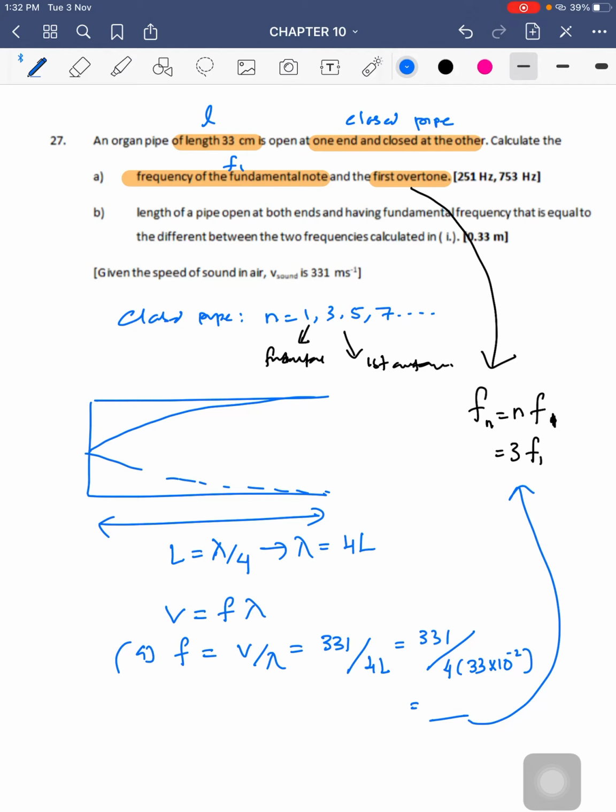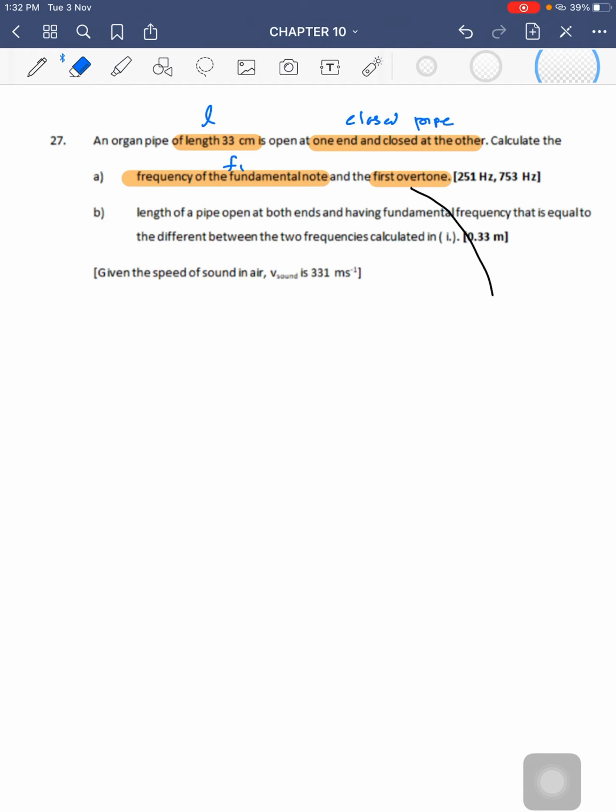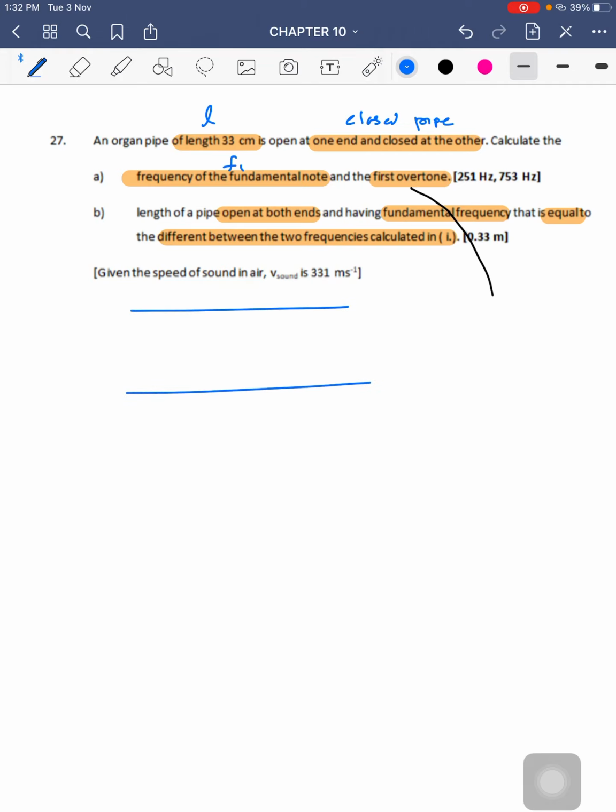Okay, what about question B? Okay, question B, length of pipe open at both end. Right, open at both end right now, having fundamental frequency that is equal to the difference between the two frequencies calculated in one. Okay, so read carefully. Just cari length of pipe at both end. Okay, so sekarang kita ada pipe yang terbuka dekat dua-dua. So kita cari length dia sama dengan berapa.